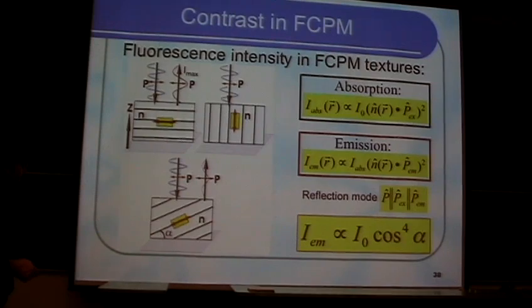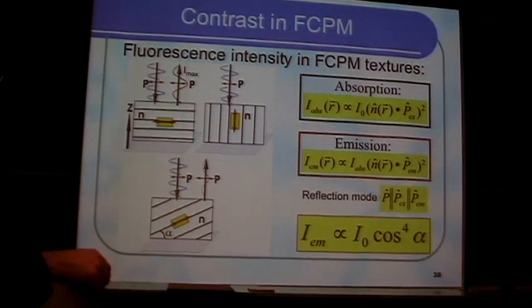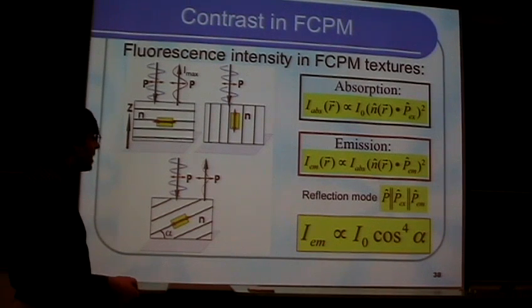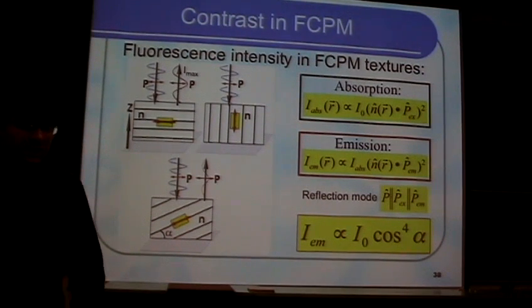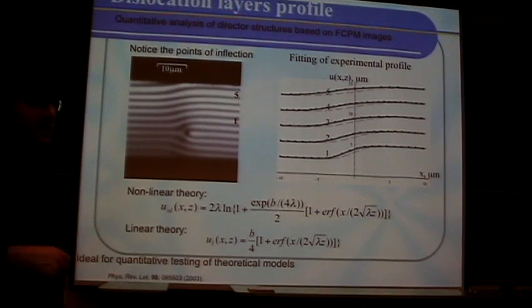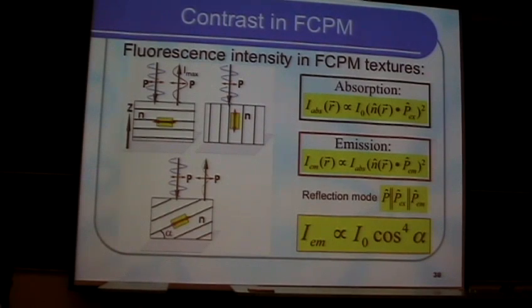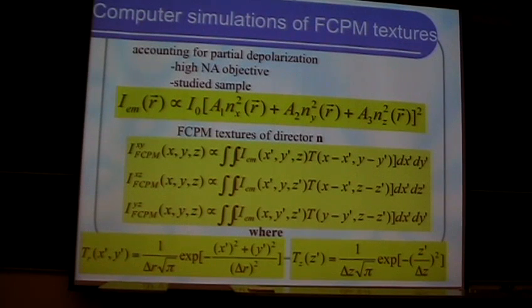However, this simple expression that I already showed before does not account for many different things. Although it's very useful to understand how the fluorescence intensity depends on the angle between the liquid crystal director and the polarization direction in confocal microscopy, one needs to understand that many other things also influence the obtained fluorescence intensity textures.